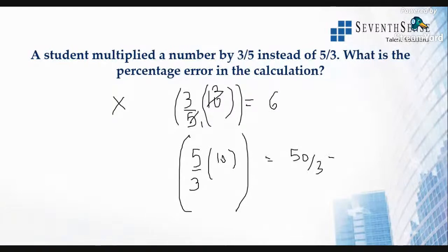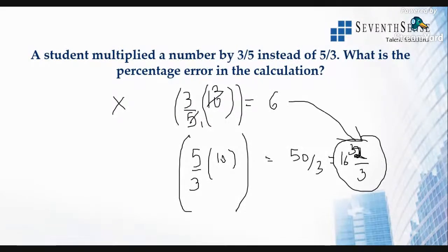So what will be this value? It will be 50 by 3 itself. So 3 into 16 is 48, so it becomes 16 2 by 3. So this will be the value. All right. So instead of this, I get this. There is a huge difference. I repeat, there is a huge difference. So that is the error made. That difference is the error made.